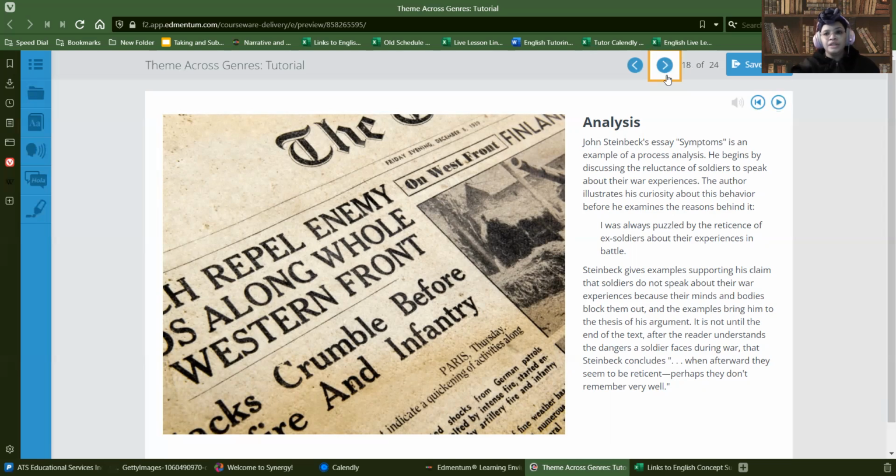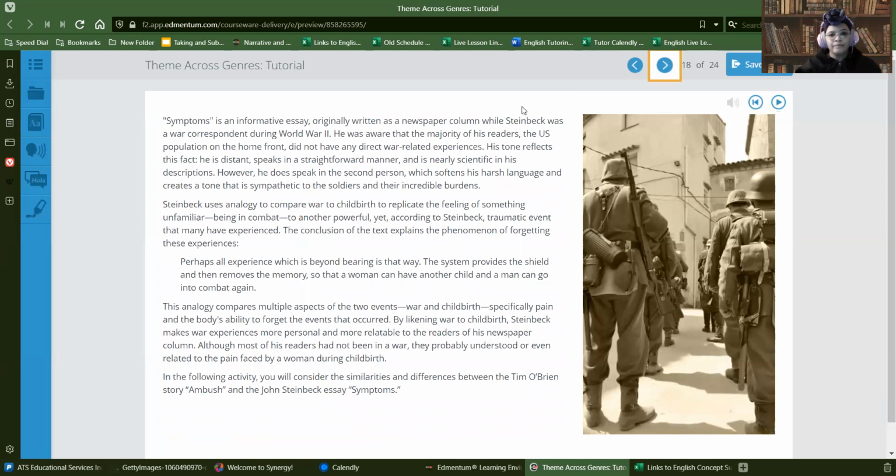The way that he writes it, they go over on slide 18. He writes it as if it's a newspaper column and it's supposed to represent the public. He writes it from the perspective of someone who hasn't had any war-related experiences, speaking straightforwardly about war to people who have actually been there.